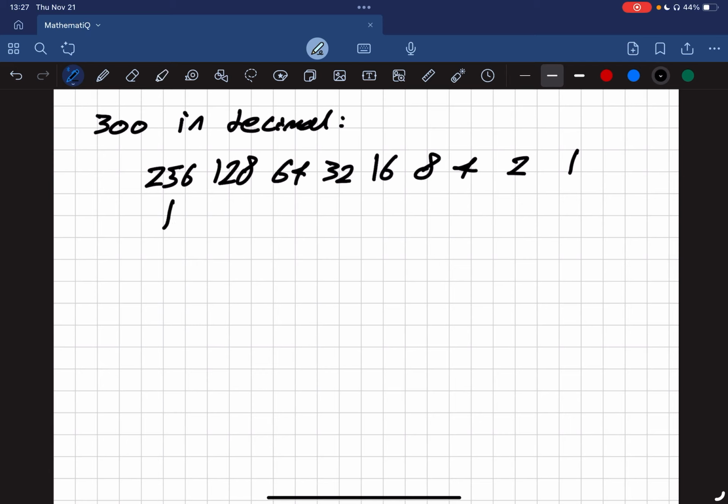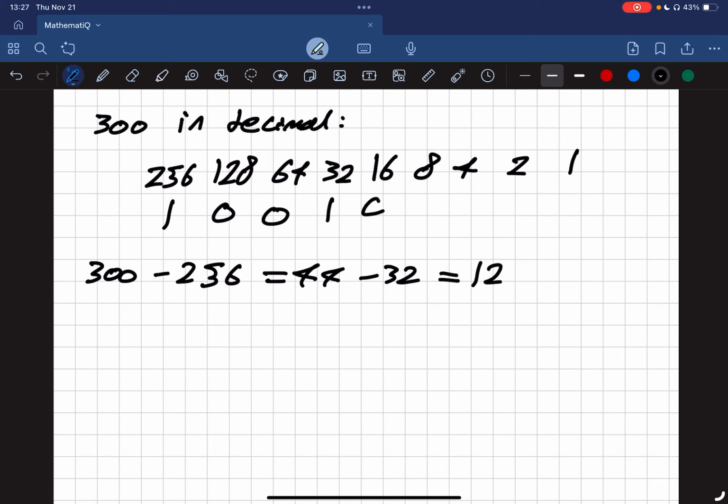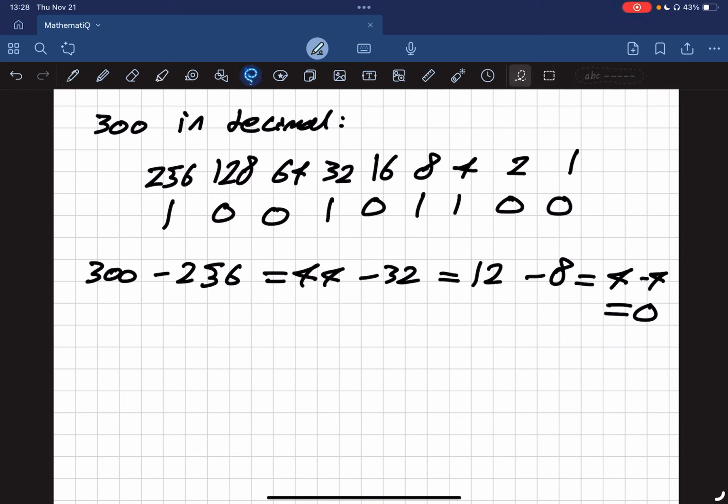So 1 goes into here, 300 minus 256. You're left with 44. So 0, 0, and then 1 here, minus 32 is equal to 12. So 0, 1, minus 8, you get 4, so you're left with 4, and then you put a 1 here, and then minus 4, you're left with 0. So this is zeros. And let's say I take this right here, copy it, and we're going to work on this part.